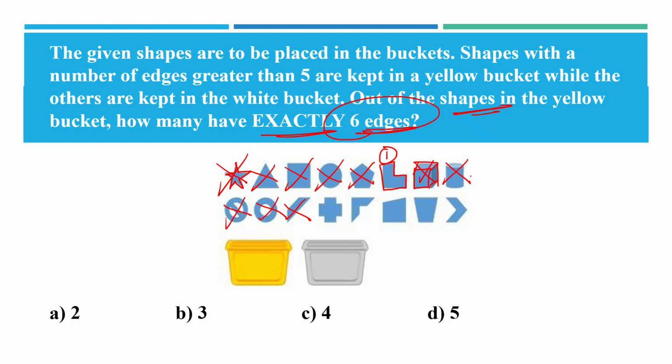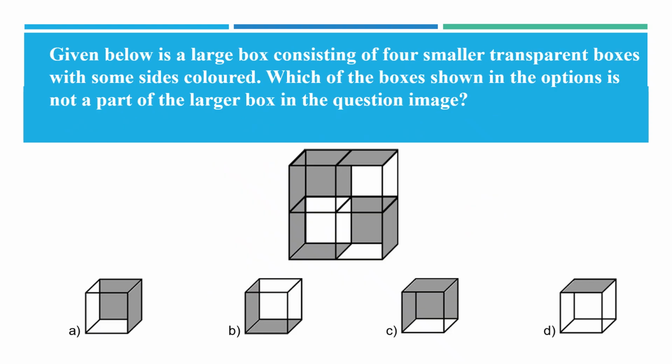Let us count the edges of this shape: 1, 2, 3, 4, 5, 6. It's more than 6, so we'll eliminate this. 1, 2, 3, 4, 5, 6. I have the second object, the image. Then this is 4, obviously not. This is 4. Then here we'll count the edges: 1, 2, 3, 4, 5, 6. So I have 3 shapes which have more than 6 edges. Great. Moving on to the next question.